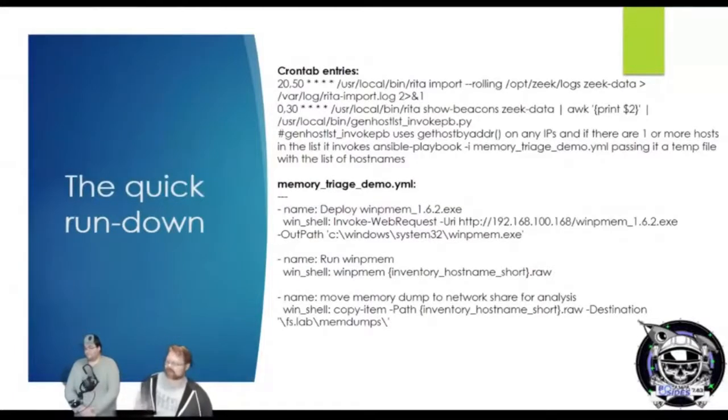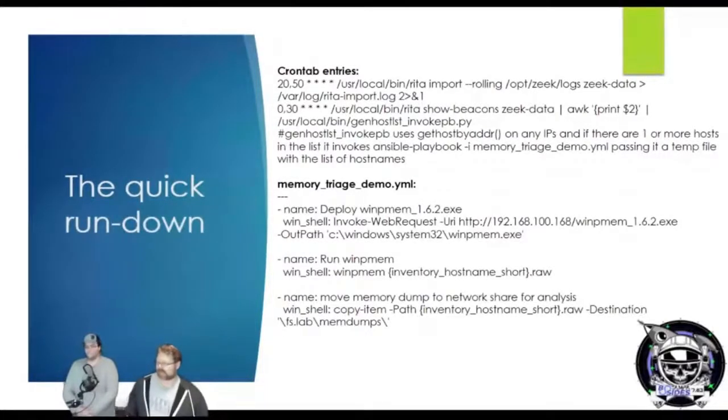We'll do a quick rundown here on some of the technology that we used for our automation. We created the cron job that does the RITA import. It does it 20 minutes after the hour and 50 minutes after the hour. And then on the hour and 30 minutes after the hour, to give the import sufficient time, we run RITA show beacons on the same data. And then we pipe it to awk, which pulls out the second field. And then we run a Python script to format it for Ansible, so we can feed it as a host list to the Ansible playbook.